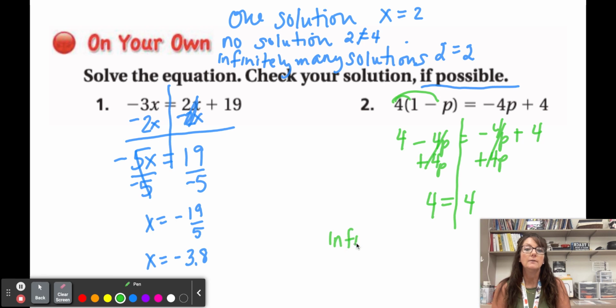So we have an infinitely many solutions.